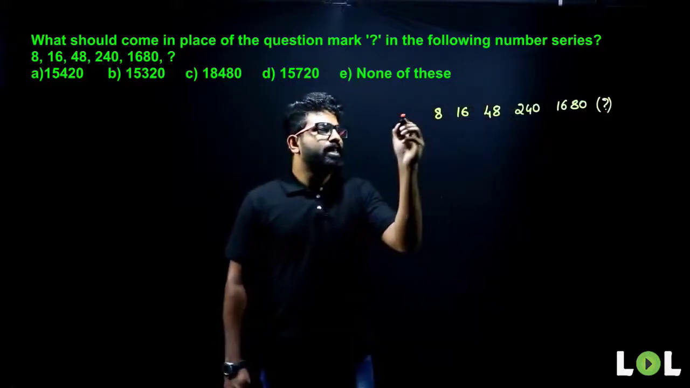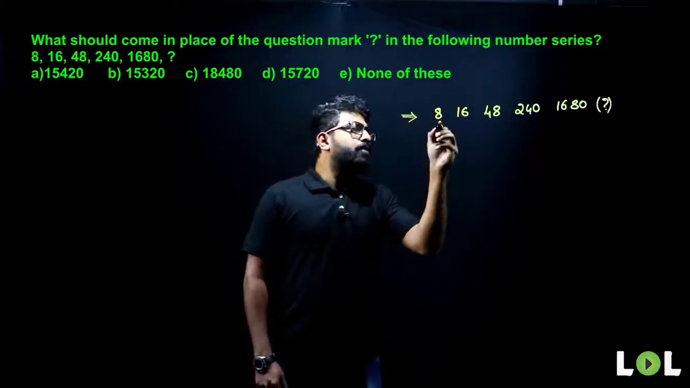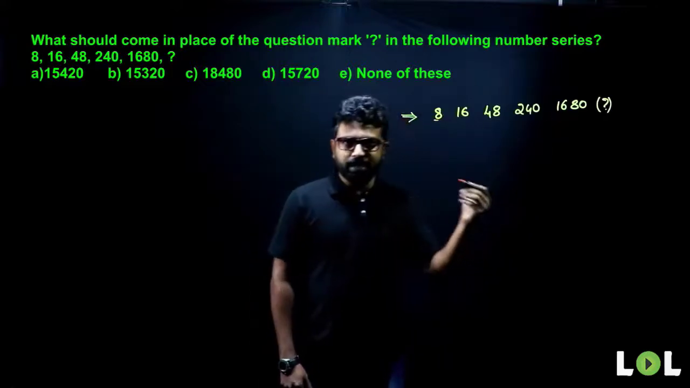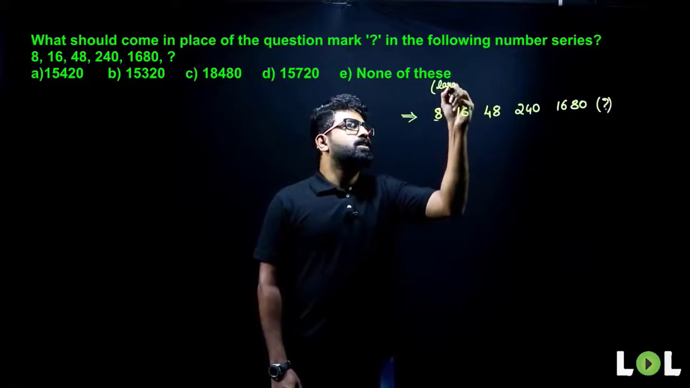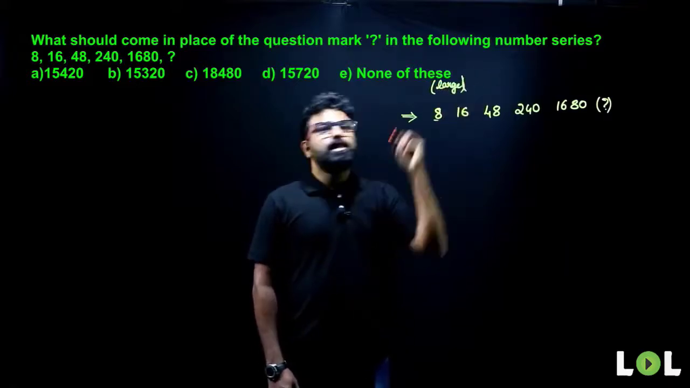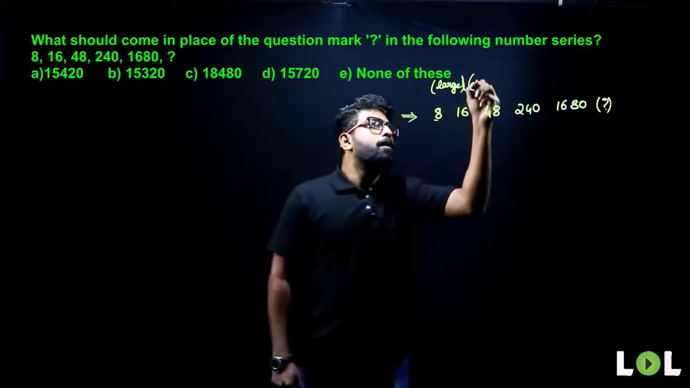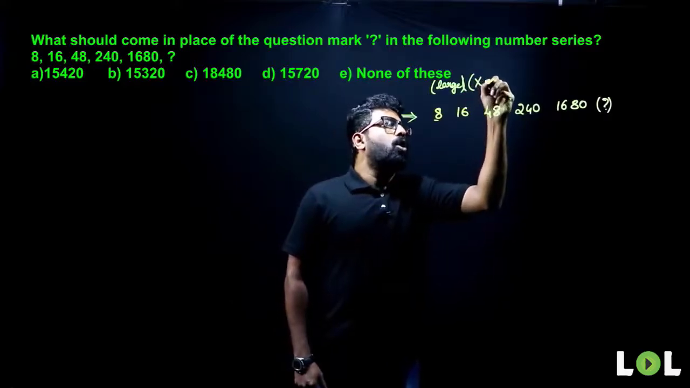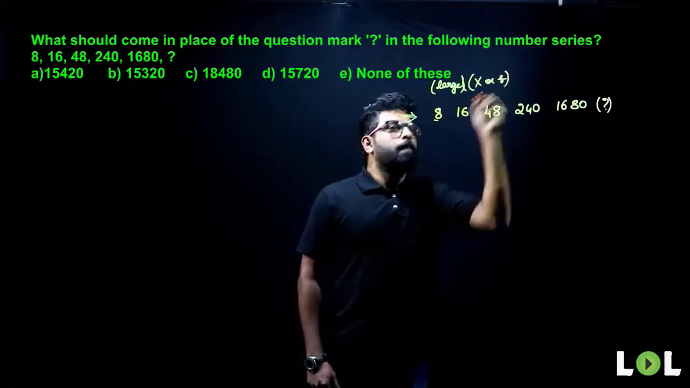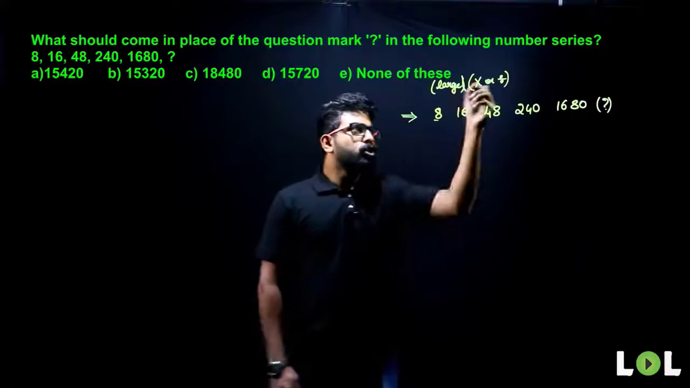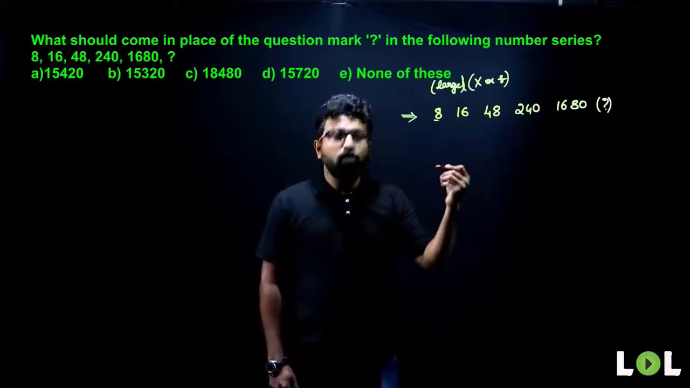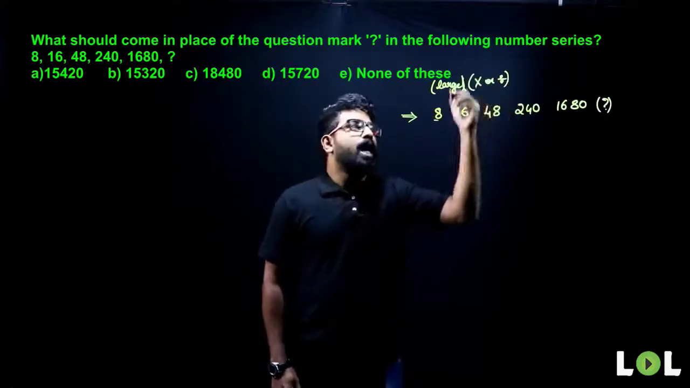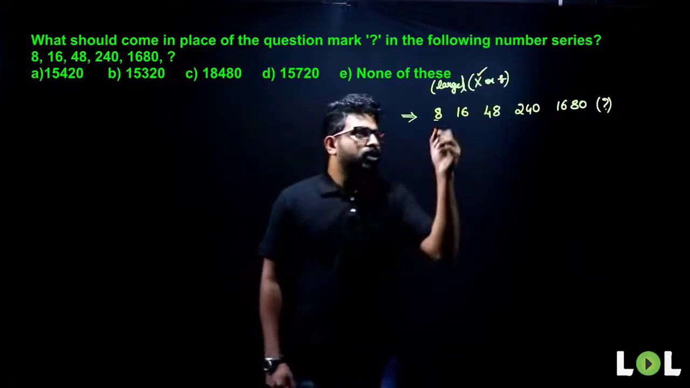When I start looking at this series, compare my first term and the last term. The difference is very big, very huge. Whenever the difference is large, I understand that there is either multiplication or division involved. So the terms are increasing here. If the terms have to increase, what do I need to do? I need to multiply. So let me check.